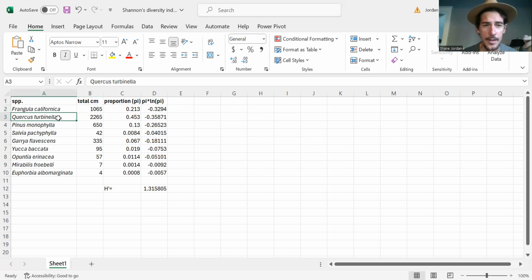Quercus turbinella occupied 2,265 centimeters within this 50-meter transect. Pinus monophylla occupied 650 centimeters within this 50-meter transect, et cetera, et cetera.